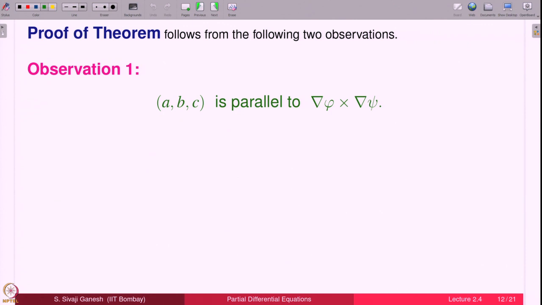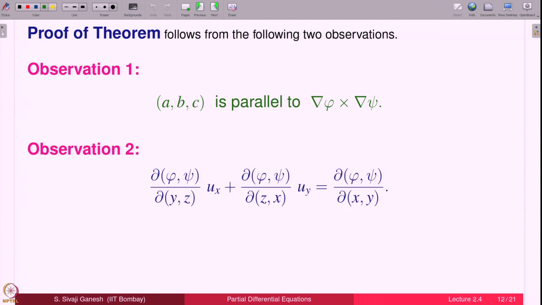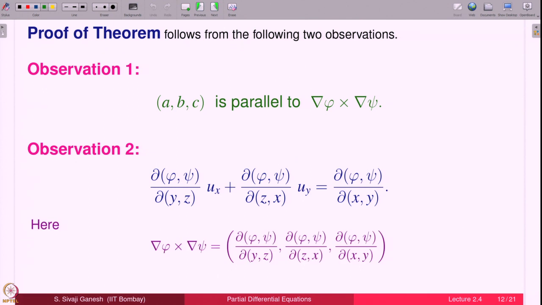First observation is ABC is parallel to grad phi cross grad psi. Observation 2 is such a PDE satisfied. Okay, what is grad phi cross product with grad psi is this. Okay, in other words, this is this, right, this is the first component, this is the second component, and this RHS is the third component. If this is parallel to ABC, what does that mean? This vector is some constant times ABC. Therefore, let us say alpha ABC. So, you can substitute this is alpha A, this is alpha B, this is alpha C. Cancel alpha, what you get is A UX plus B UY equal to C. So, therefore, these two observations prove the theorem. So, the proof of the theorem follows from the following two observations. So, what remains to prove is these two observations.